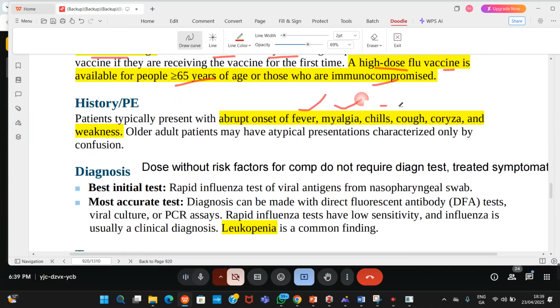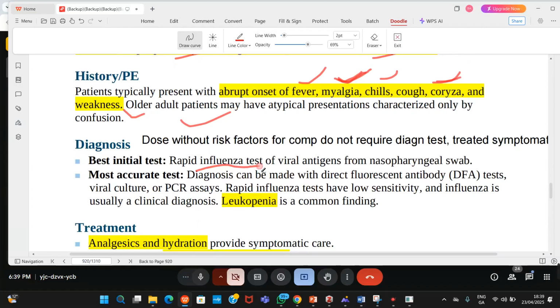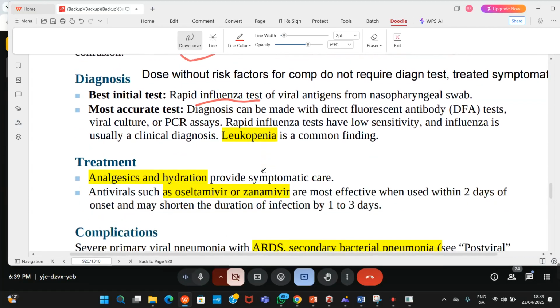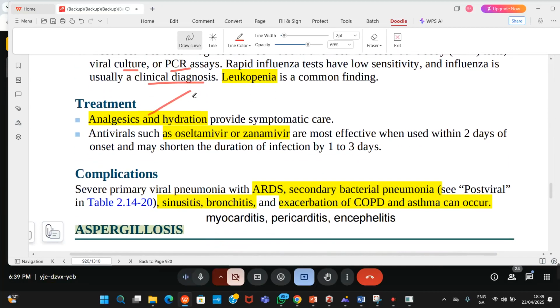Somebody with influenza, how are they going to present? You have fever, muscle pain or myalgia, chills, coryza and weakness. This is kind of atypical; you don't expect myalgia in a normal pneumonia. So if you see somebody having myalgia and coryza, think about influenza as a cause of that pneumonia. Very, very important. How do you test? You can do a rapid influenza test quickly, but the most accurate one is PCR or viral culture. But overall, it's a clinical diagnosis. You don't need to worry yourself. Leukopenia is a very common thing.